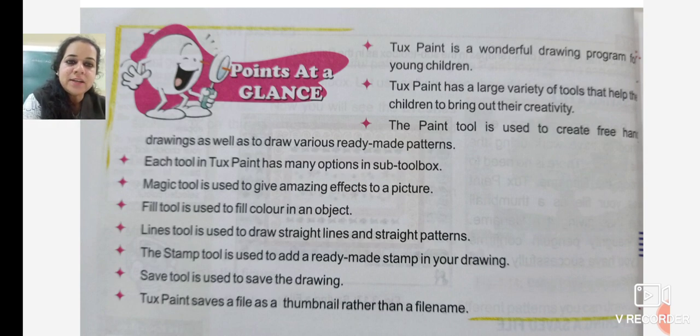Each tool in Tux Paint has many options in the subtool box. Each tool, like the paint tool and brush tool, has many other options. Magic tool is used to give amazing effects to a picture. Fill tool is used to fill color in an object. Lines tool is used to draw straight lines and straight patterns. The stamp tool is used to add a ready-made stamp in your drawing, meaning the drawing which is already completed.